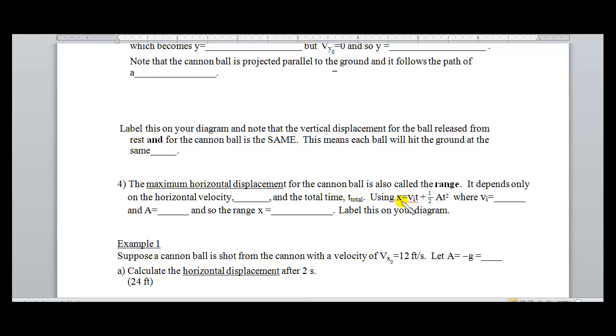So we're going to use our equation for x, okay? We'll stick with x because it's talking about the horizontal direction. We know what v sub i is and the time. We also know what the acceleration a is because, recall, there are no forces acting in the horizontal direction. So what's the value for a? And therefore, our equation for the range or the horizontal displacement can be written. So see if you can figure that out and also label this on your diagram. Push that pause button and then we'll take a look at our answers.